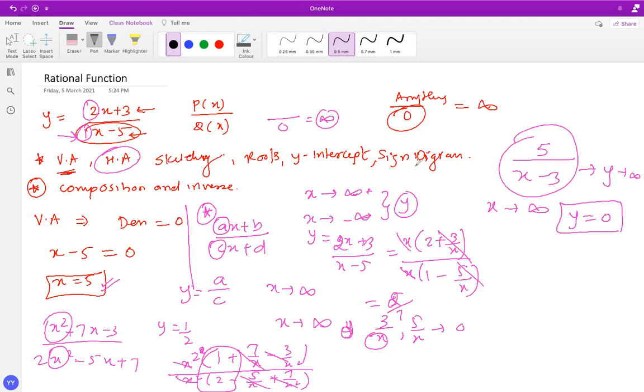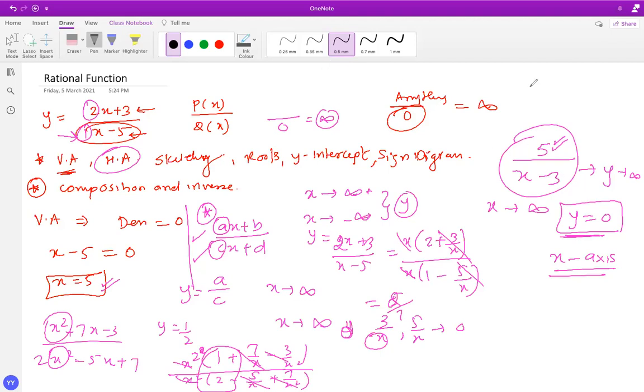So you've got these two different rules. Once your degree of numerator and denominator is the same, it is y equals a over c. Here, if you have a quadratic over quadratic, it is a half. And if your degree of numerator is lower than degree of denominator, then y equals 0, which is the x-axis, is always the horizontal asymptote. So that's the concept linked with horizontal asymptote.